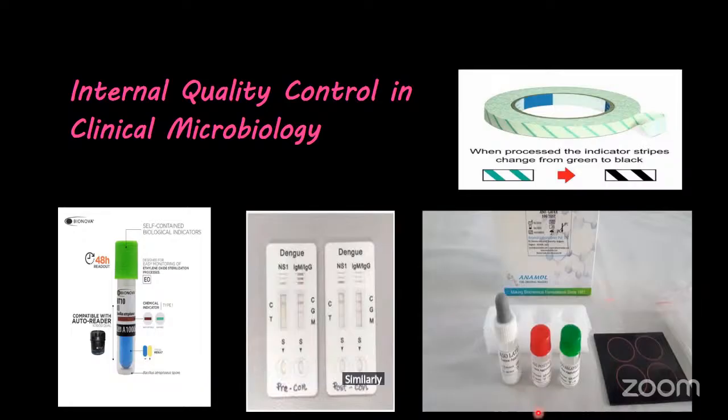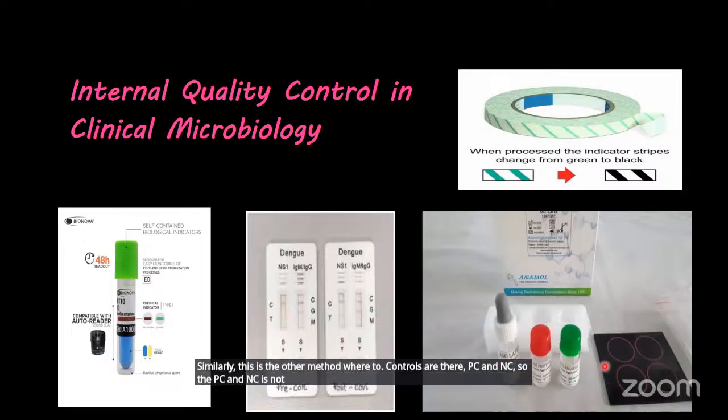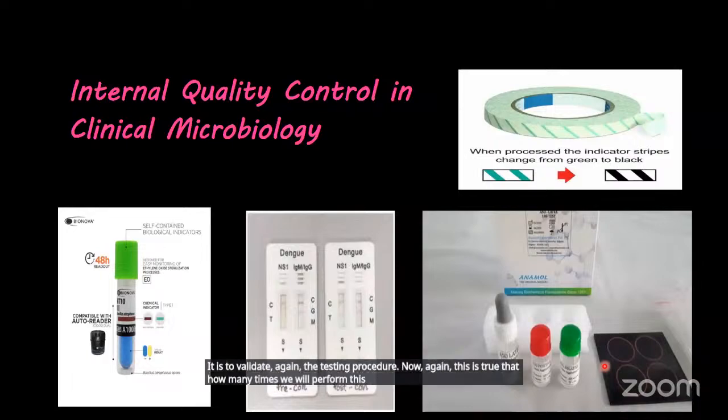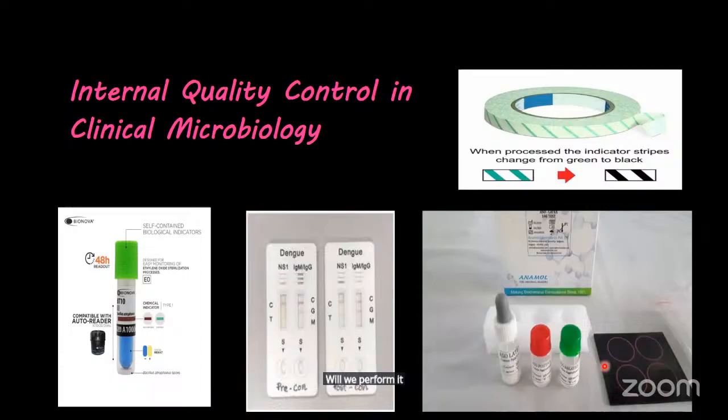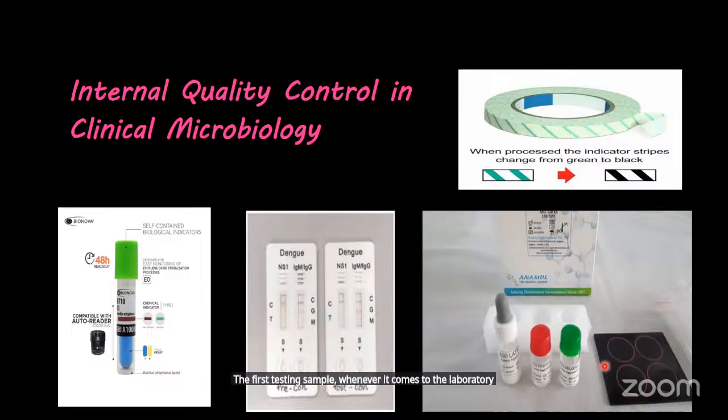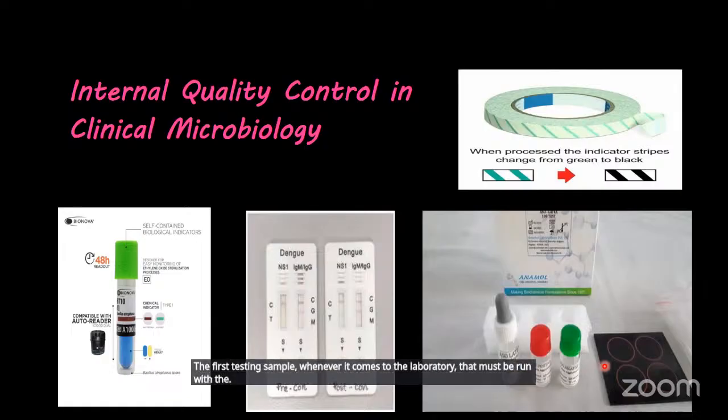Similarly, this is the other method where two controls are there, PC and NC. The PC and NC are not to look at what result it will give. It is to validate the testing procedure again. Now, how many times will we perform this activity? Will we perform it for every testing procedure? No, you have to perform this activity every day in the morning so that you are validating your testing procedure. Again, the first testing sample whenever it comes to the laboratory must be run with the quality controls.